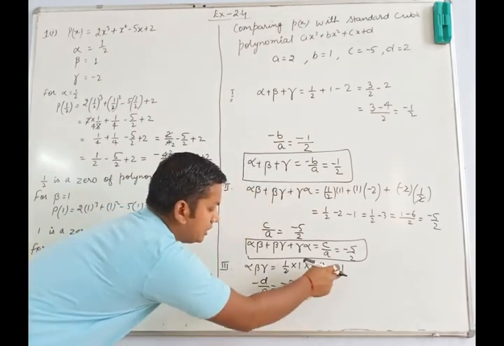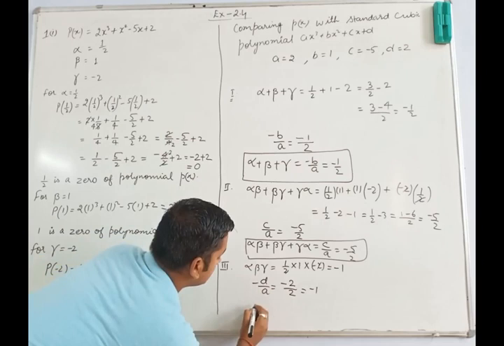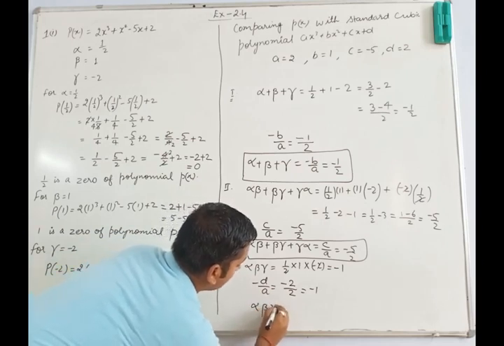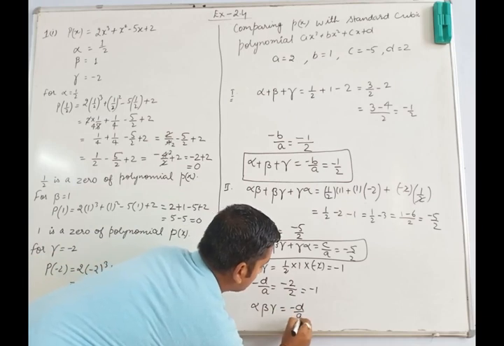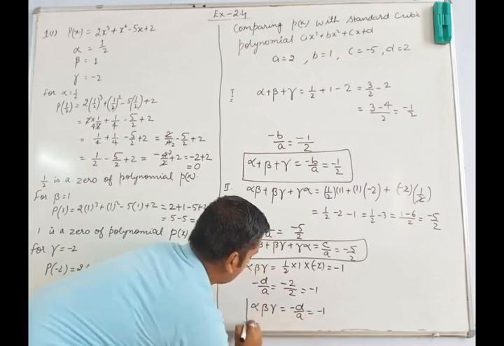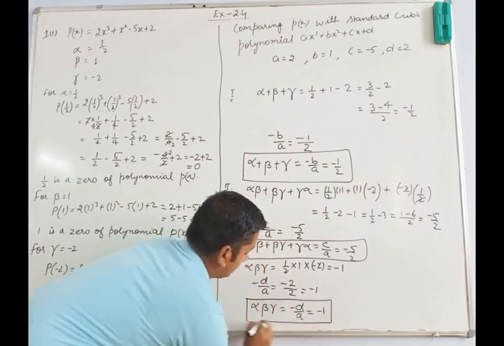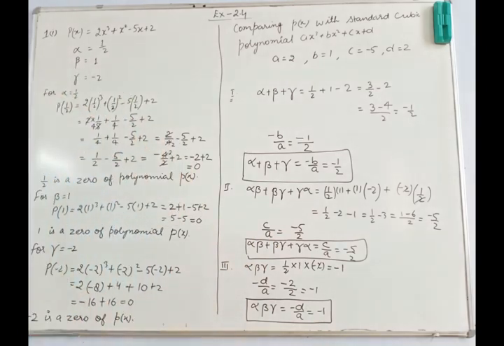That means alpha into beta into gamma equals minus 1, equals minus d upon a. So you can say that alpha beta gamma, the multiplication of these three, equals minus d upon a equals minus 1. So this is the end of the first part of the first question. So we have verified the relationships now.